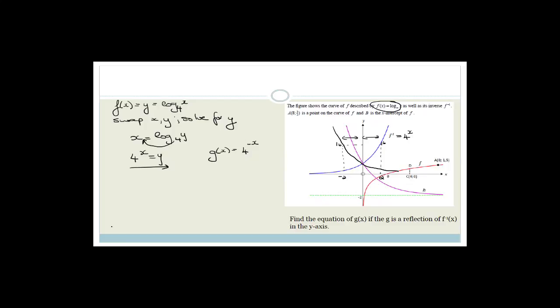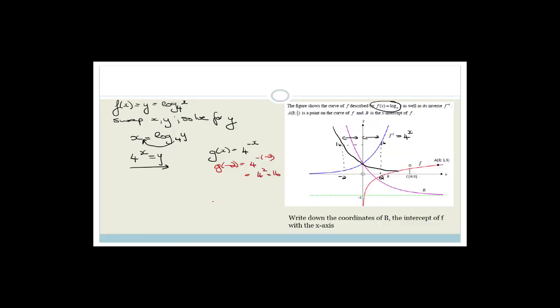Okay, let's see if that works. Let's say I plot in this minus 2. If I do that, we've got g of minus 2 is going to be 4 to the minus 2, which is 4 squared, which equals 16. Ta-da! So you see that that does work. So all you have to do is think about what is changing. And what is changing here is that the x is changing from being a positive x to a negative x.